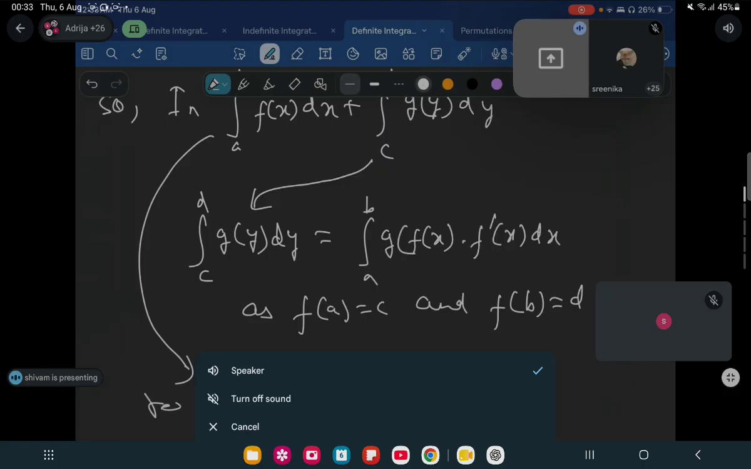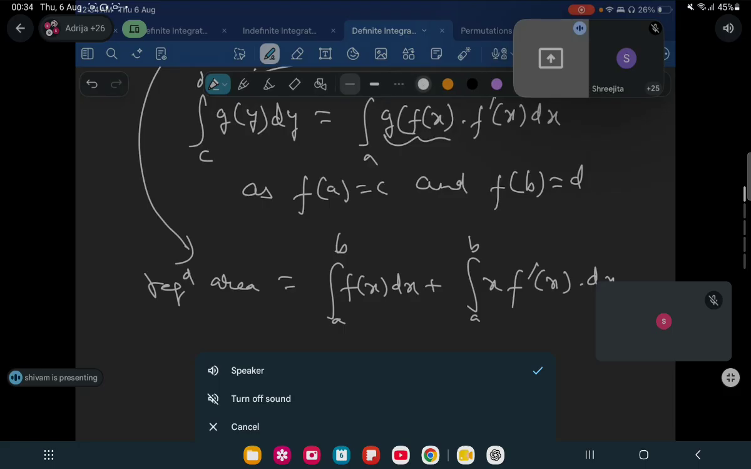f of a equal to c and f of b is equal to d. Yes, sir. Okay. So what will it become? Finally, the required area will be equal to integral from a to b, f of x dx, plus integral from a to b, g of f of x. What is g of f of x, everyone? If g is the inverse of f, what is g of f of x? Tell me. Sir, x. X, so it will become x into f dash x dx.